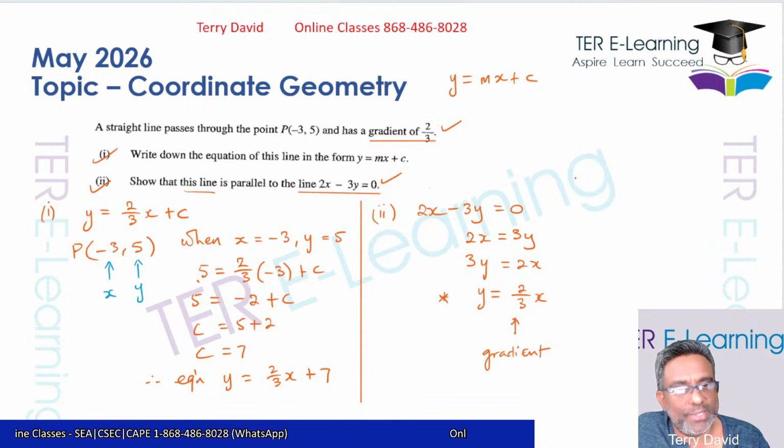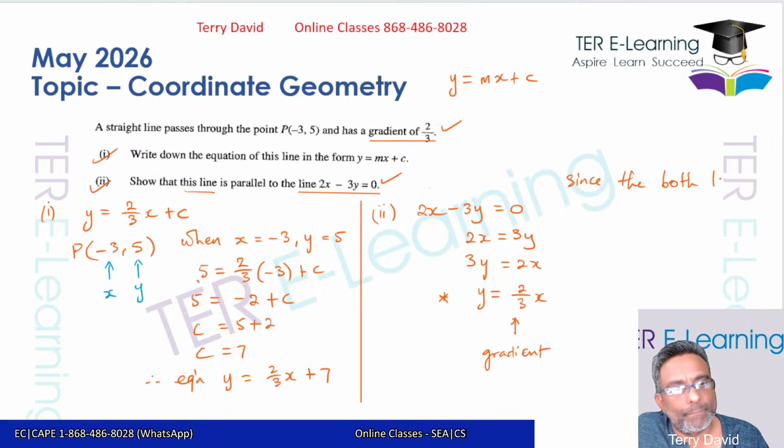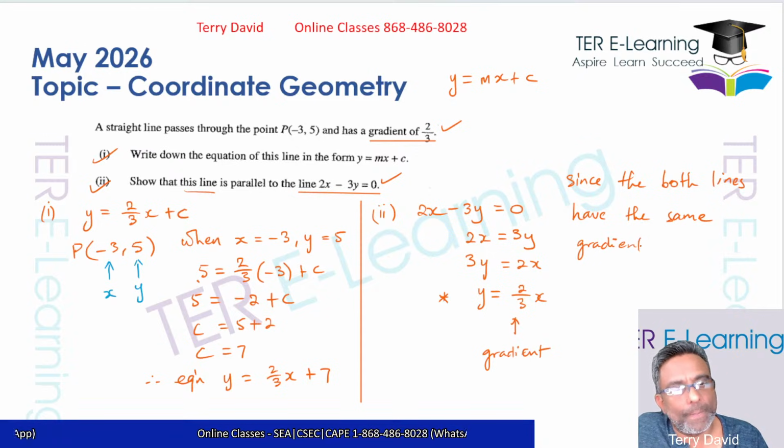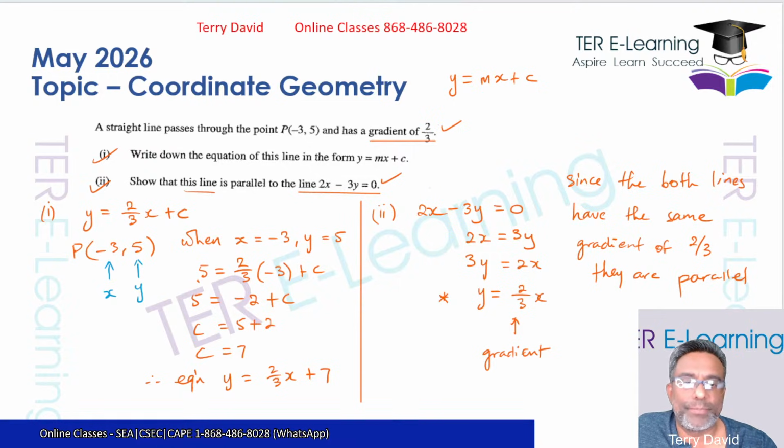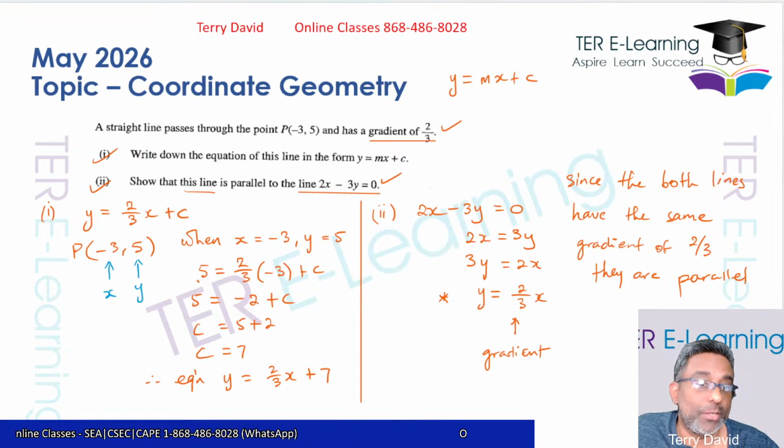So all we need to do here is you're going to say since both lines have the same gradient of 2/3, they are parallel. Okay, so that's how you're going to answer a question like that when it comes in the exam.